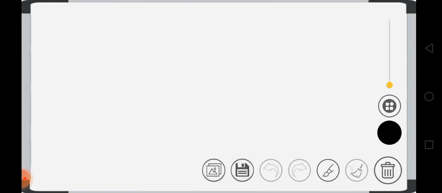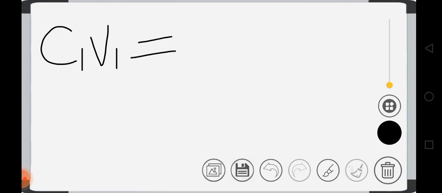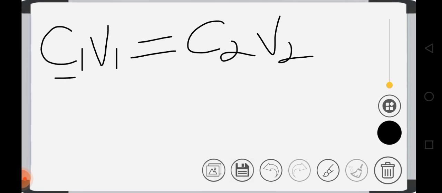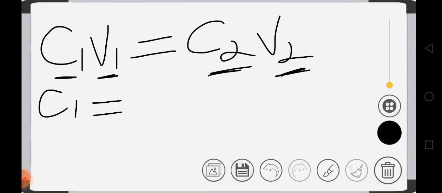So the general equation of concentration is that C1 V1 will equal to C2 V2. C1 is the initial concentration. V1 is the initial volume. C2 is the final concentration. V2 is the final volume. So what was the initial concentration of this compound? The initial concentration was 3 molar of that compound.